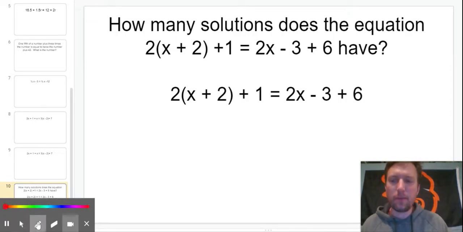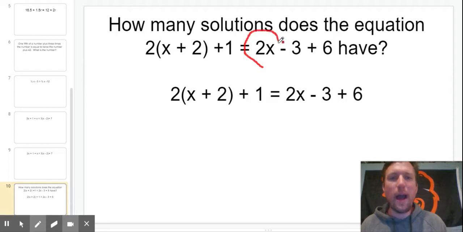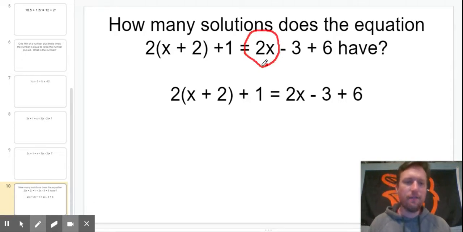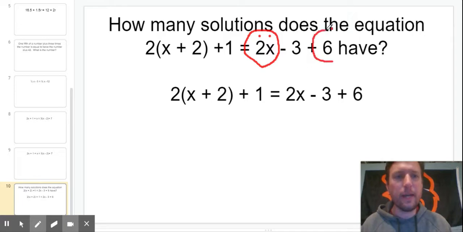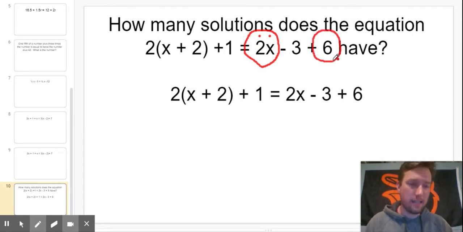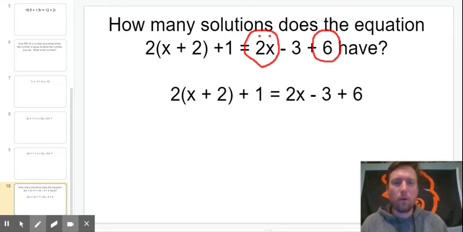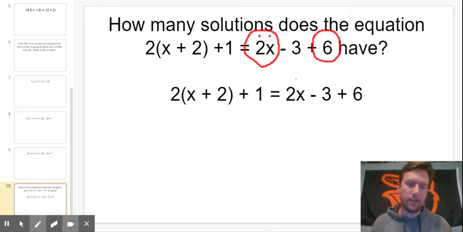Now, when I say variable terms, what I mean is when you have 2 times x, that is a variable term. When you have a whole number next to a variable, that would be a variable term. Or even a fraction next to a variable, that would be a variable term. Another example would be this 6. This 6 would be a constant term. That means it's a whole number or fraction without a variable next to it. So that would be the difference between a variable term and a constant term. So we're trying to simplify these equations down to have variable terms and constant terms.